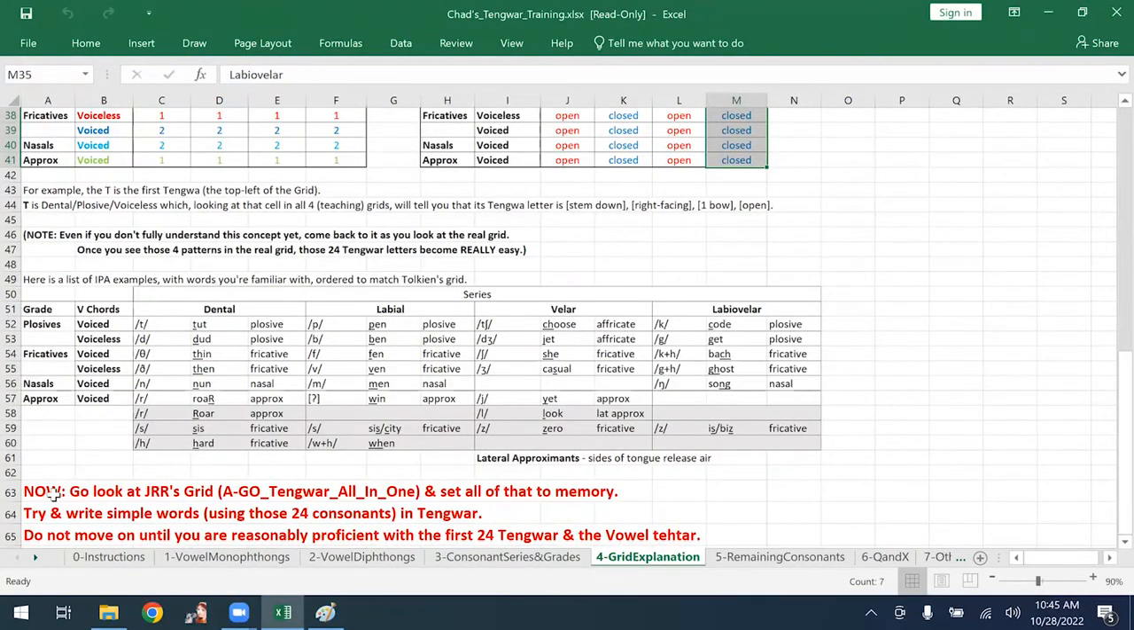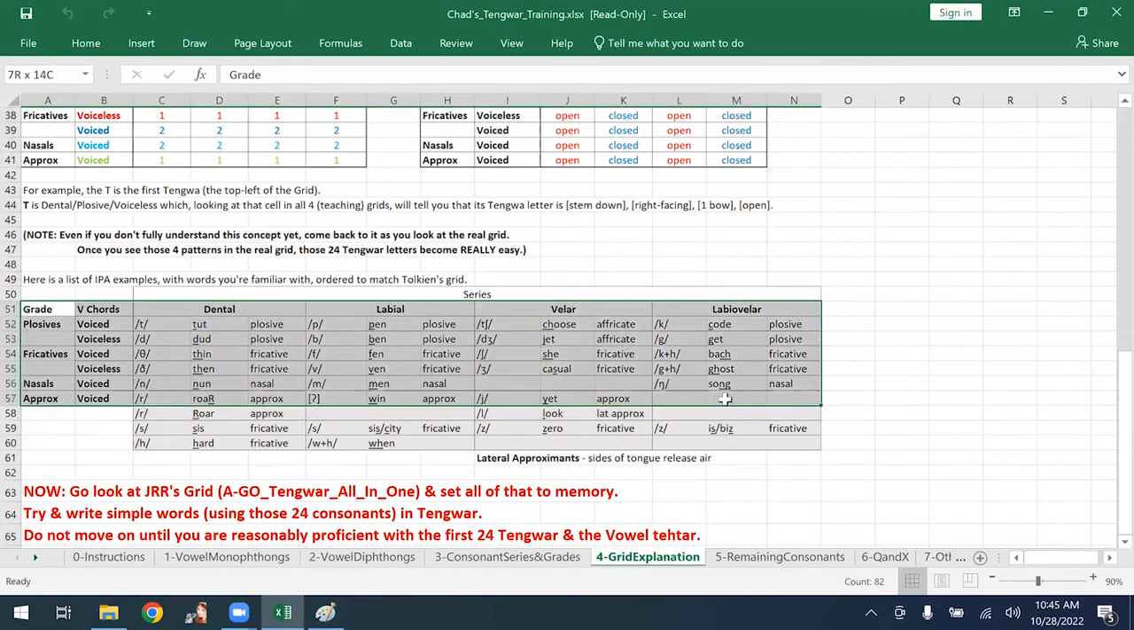And then go look at JRR's grid. So at this point, I've explained everything here. All this stuff below there is the only things that remain. So far, you've learned everything except for those ones that I don't have highlighted. So it says, go look at JRR's grid and set all of that to memory. Try and write simple words using those 24 consonants in Tengwar. Do not move on until you're reasonably proficient with the first 24 Tengwar and the vowel Tehtar.